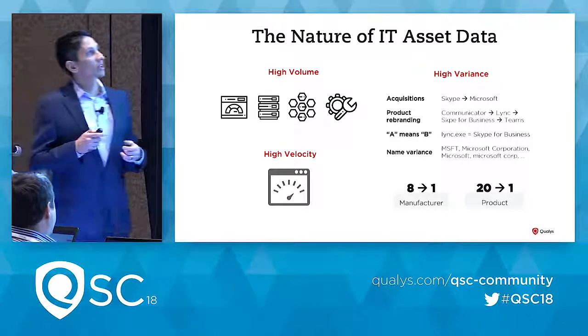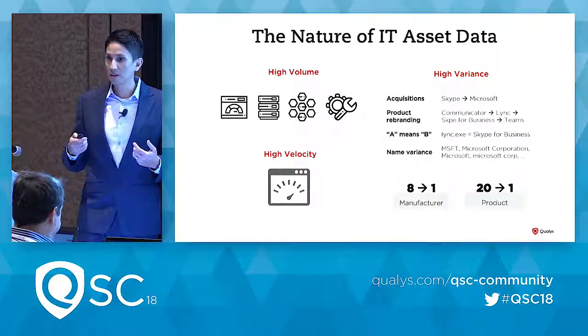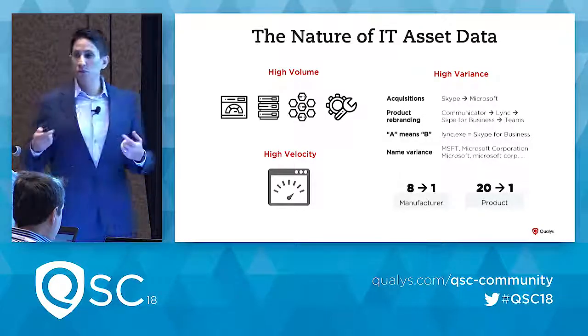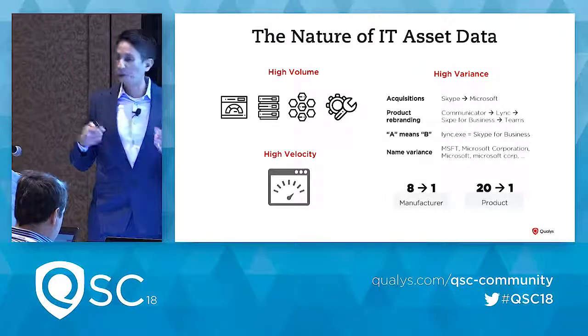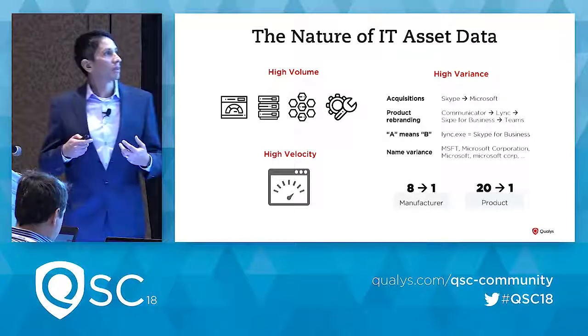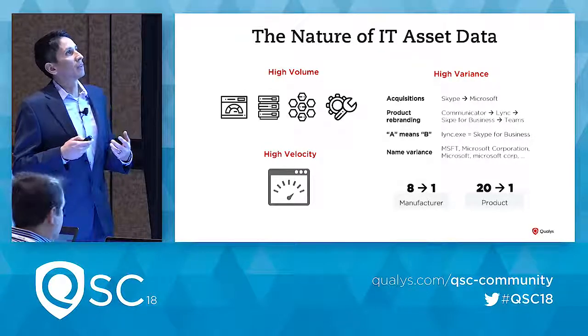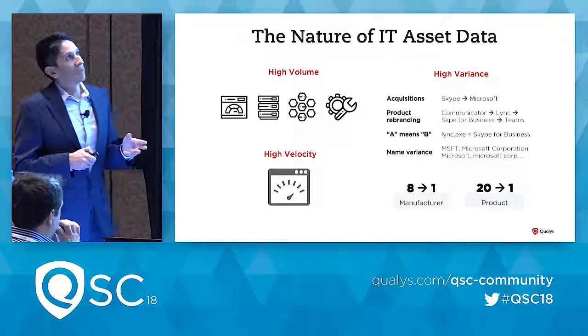So the second issue is the velocity. All of this data is coming at a high velocity. And in order for you to be able to process that at speed, you really need compute power, and you need a platform behind that so you can process all of this data at speed.